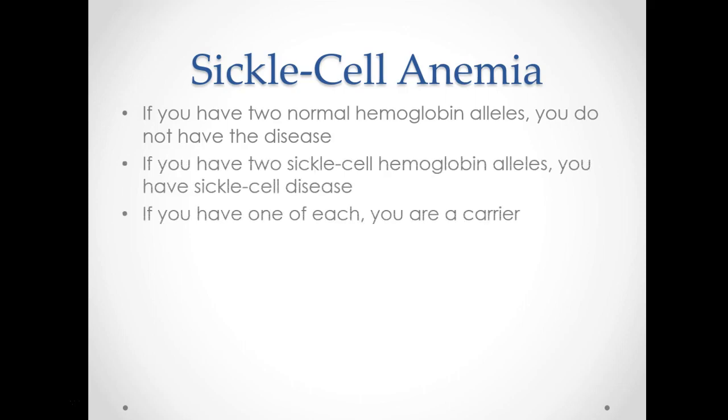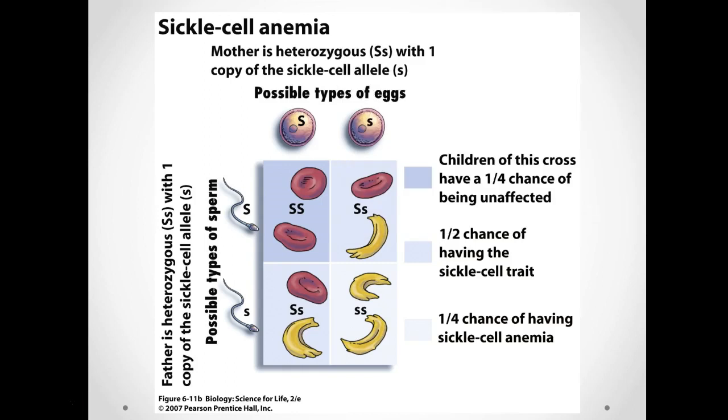If you have 2 sickle cell alleles, you will have sickle cell disease. And then once again, if you have 1 of each, you happen to be a carrier. So this would be a Punnett square that goes through, again, what happens if you have 2 individuals who are carriers for sickle cell. Same rules apply here. You have a 25% chance of having offspring who has sickle cell disease, and then a 50% chance of creating offspring who are carriers for sickle cell, and then a 25% chance of having a child who's completely unaffected.